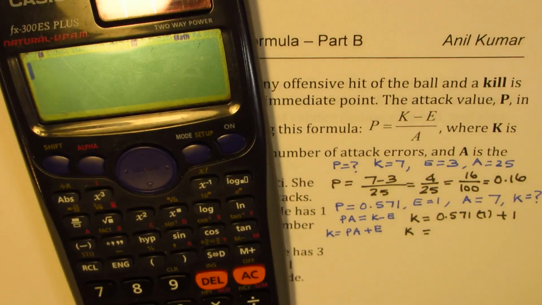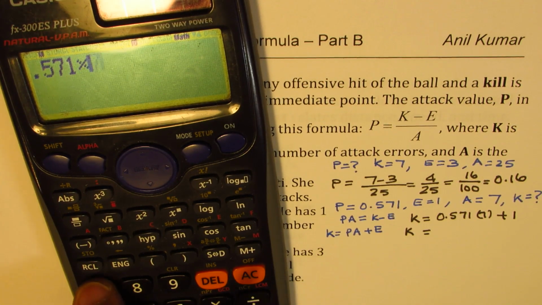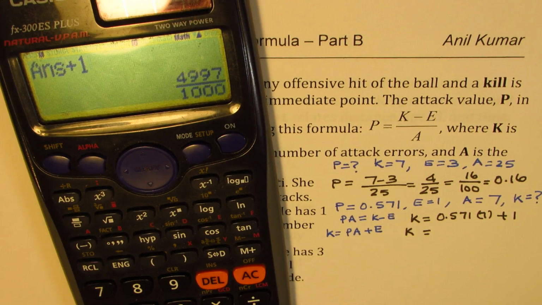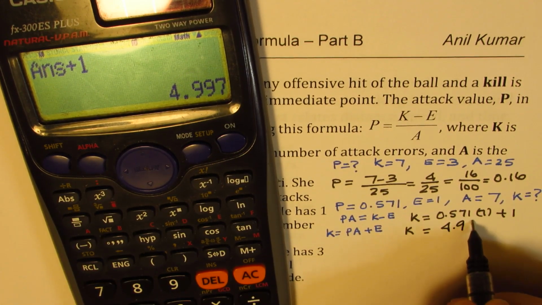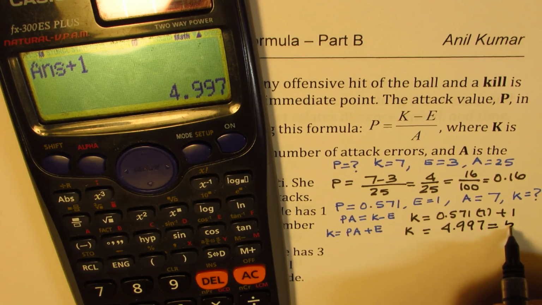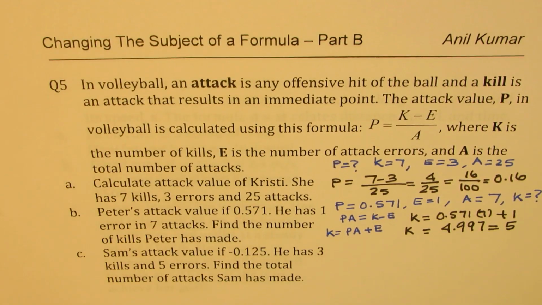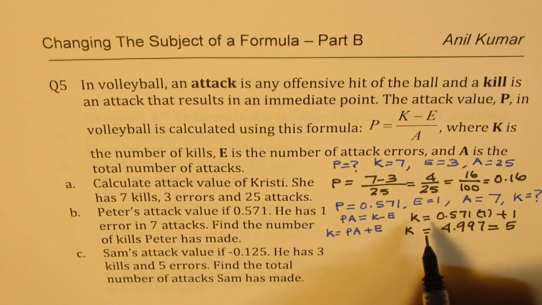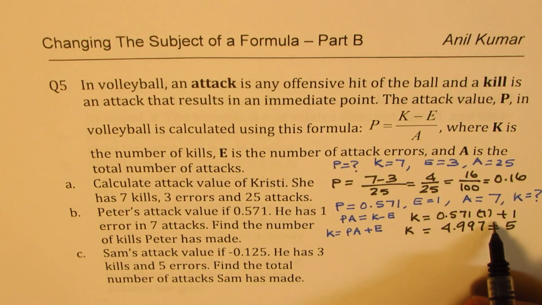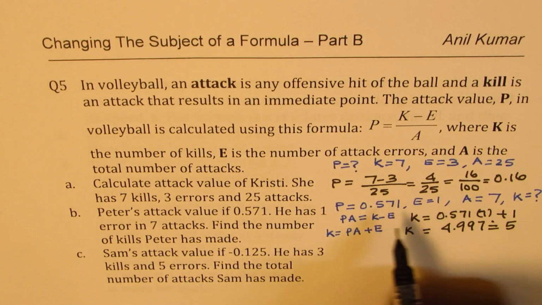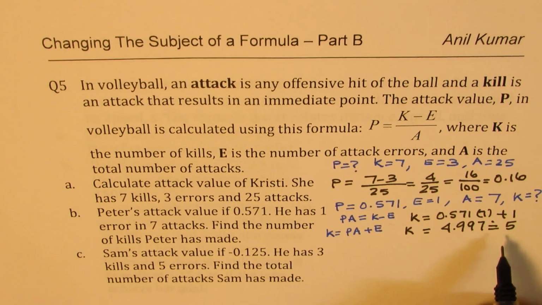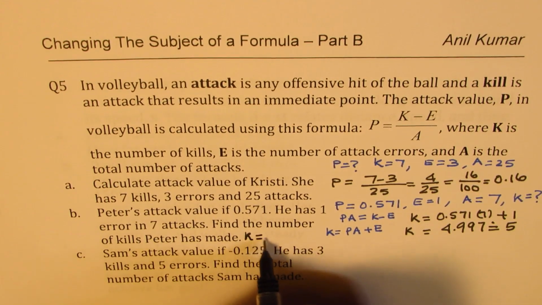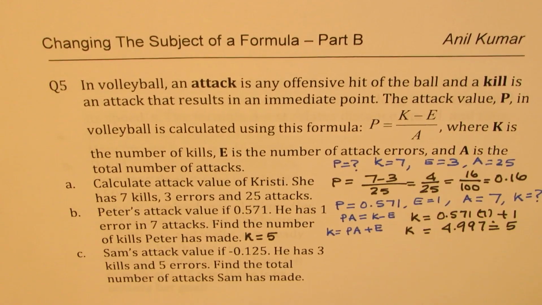So we have 0.571 times 7, and to this we are going to add 1. So in decimals, this gives you the value of 4.997, which should be written as 5, right? Number of attacks are going to be integer values. Number of attacks are not decimals, so we'll always approximate to this value. We are given a rounded figure here to thousandths. Perfect. So that becomes our answer. So we get here that the number of kills will be 5 for Peter. Does that make sense to you?